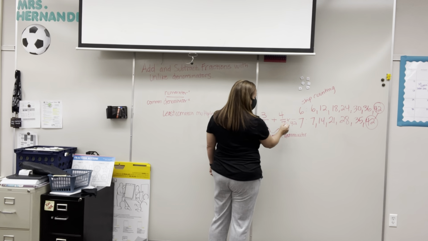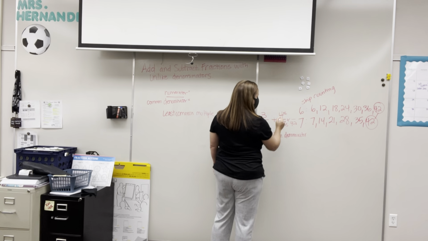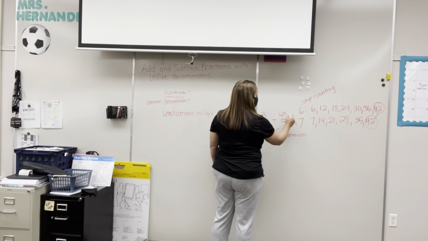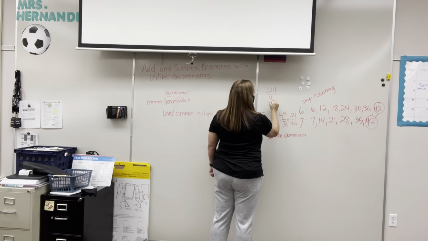Okay, so then whatever we do to the bottom, we have to do to the top. So what's the top one then? What's 6 times 4? 6 times 4 would have been 24. Okay. So we know this one then is 24 over 42.